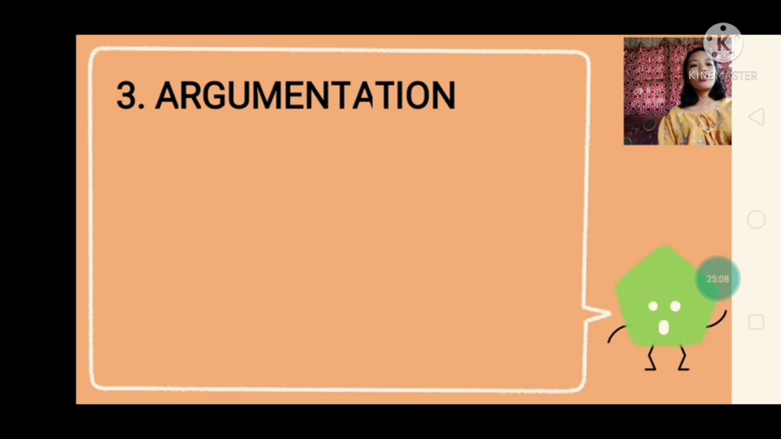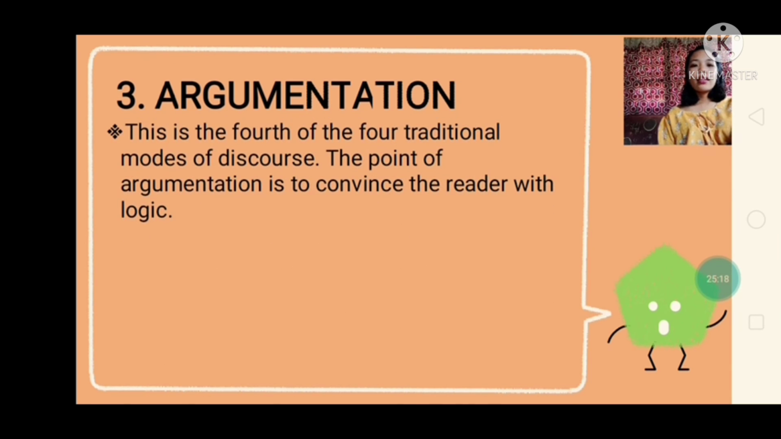Number 3 is argumentation. So, do you have any idea what is argumentation? Argumentation is the fourth of the traditional modes of discourse. The point of argumentation is to convince the reader with logic. So dito na papasok si logic. Mapapaisip ka, oh my God, what does this story really go? What is the ending of this story? Just like sa mga novels.